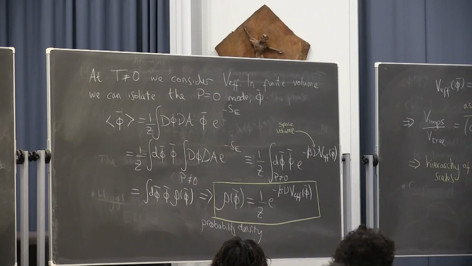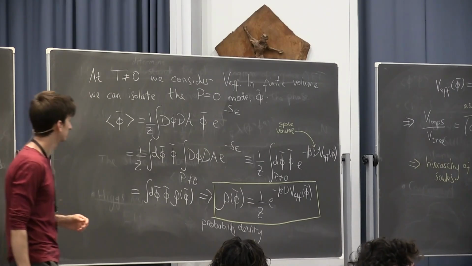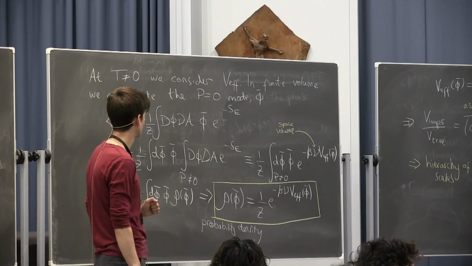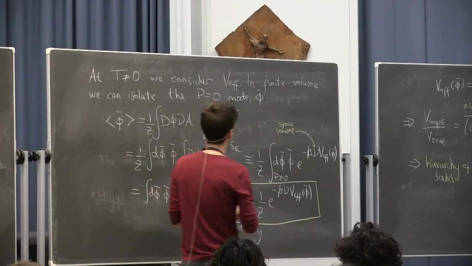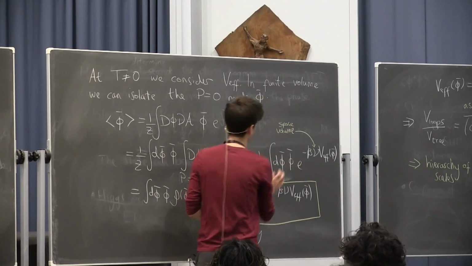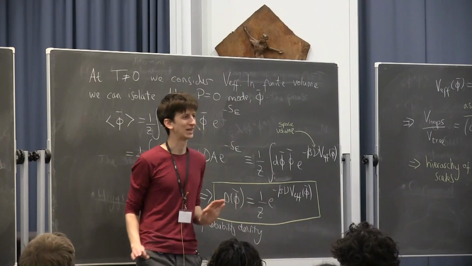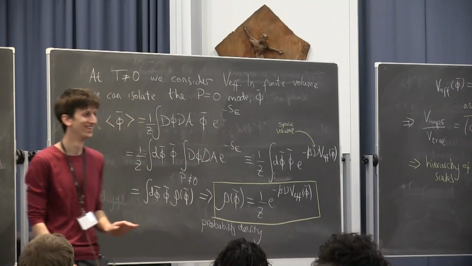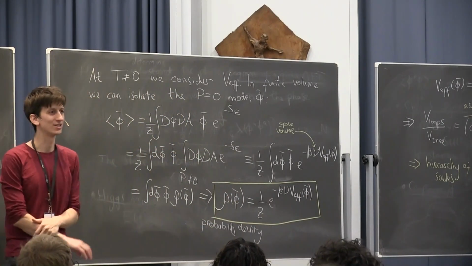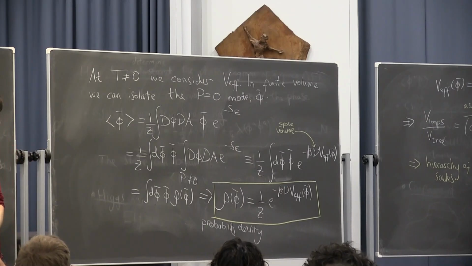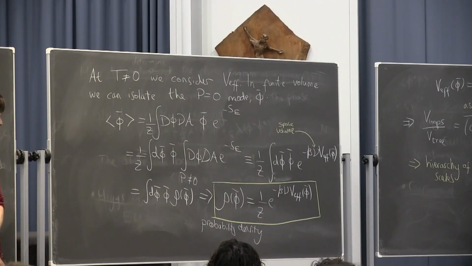Yes, I didn't make a mistake. Apologies. It's phi bar, and phi bar is defined as the one with zero momentum. Yeah, it was all good. Apologies. Okay.